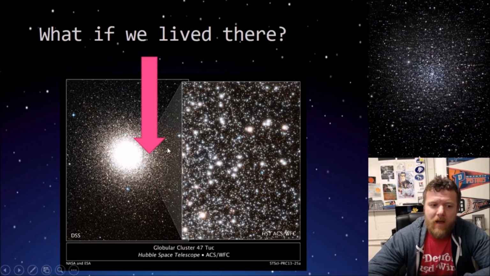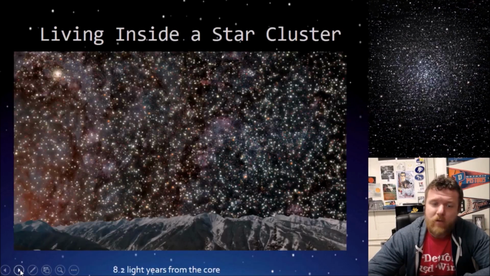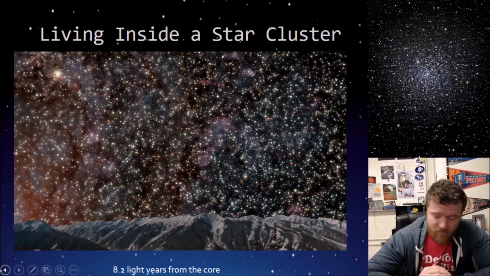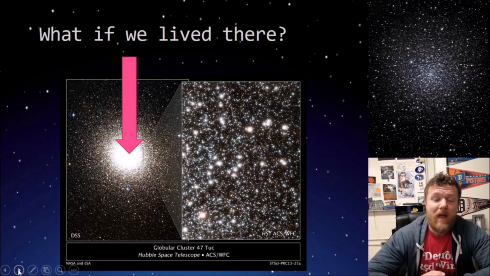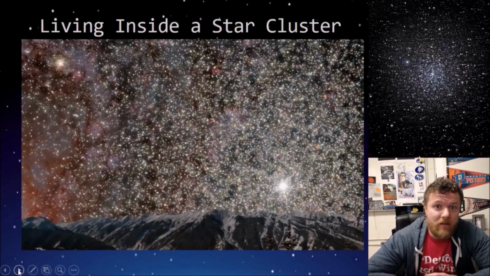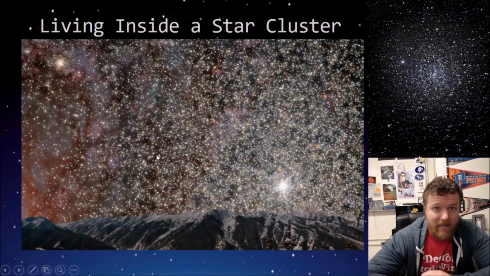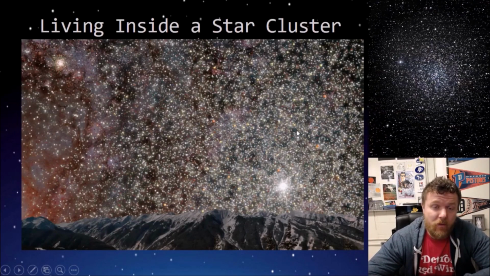If we were to live kind of halfway between the center and the edge, our night sky would look something like this. The stars would be absolutely everywhere. However, if we lived at the center of this globular cluster, our night sky would look like this. There would be hardly any blackness in the night sky. There would be starlight everywhere you looked.